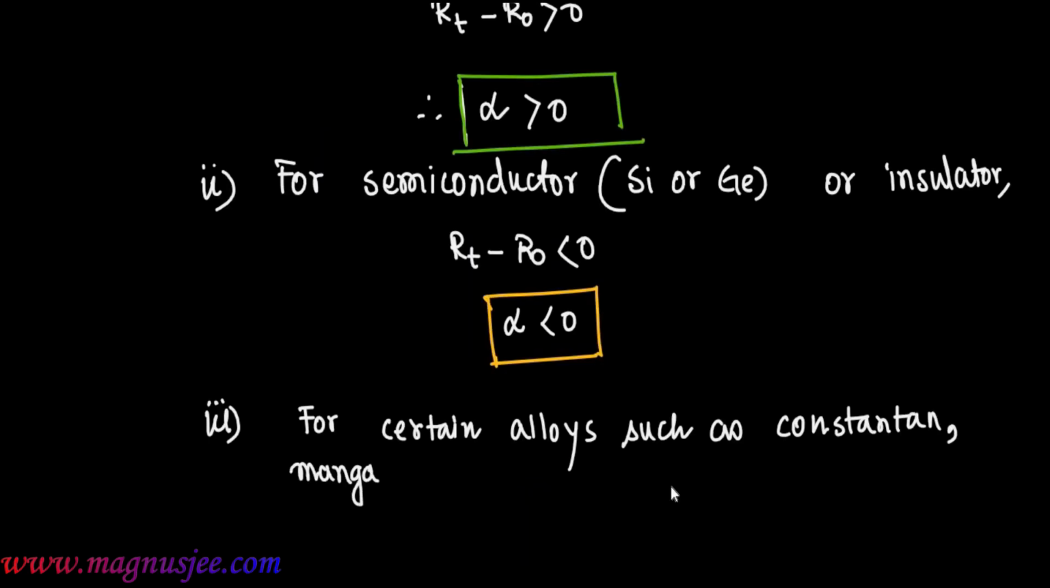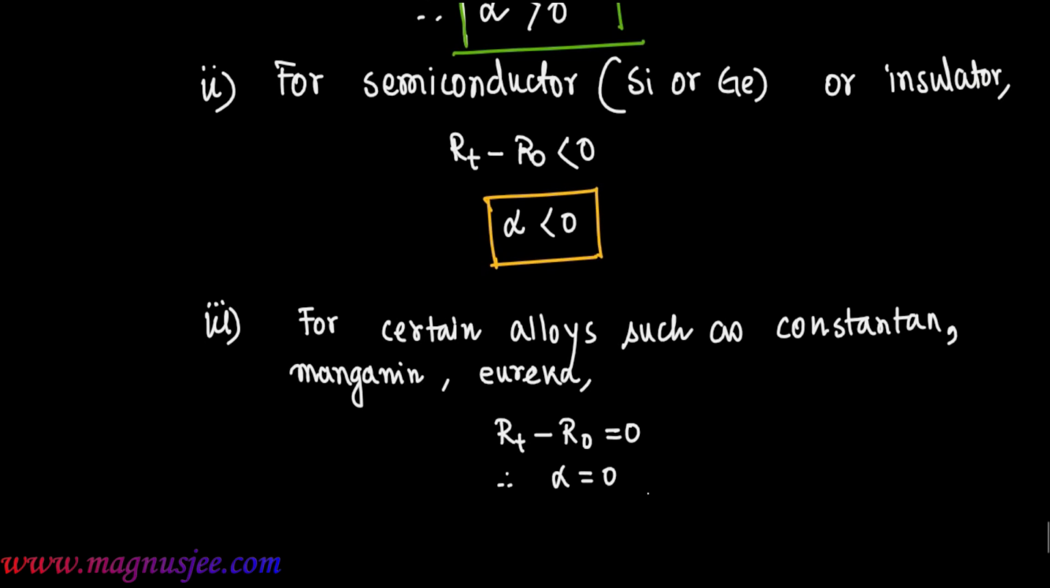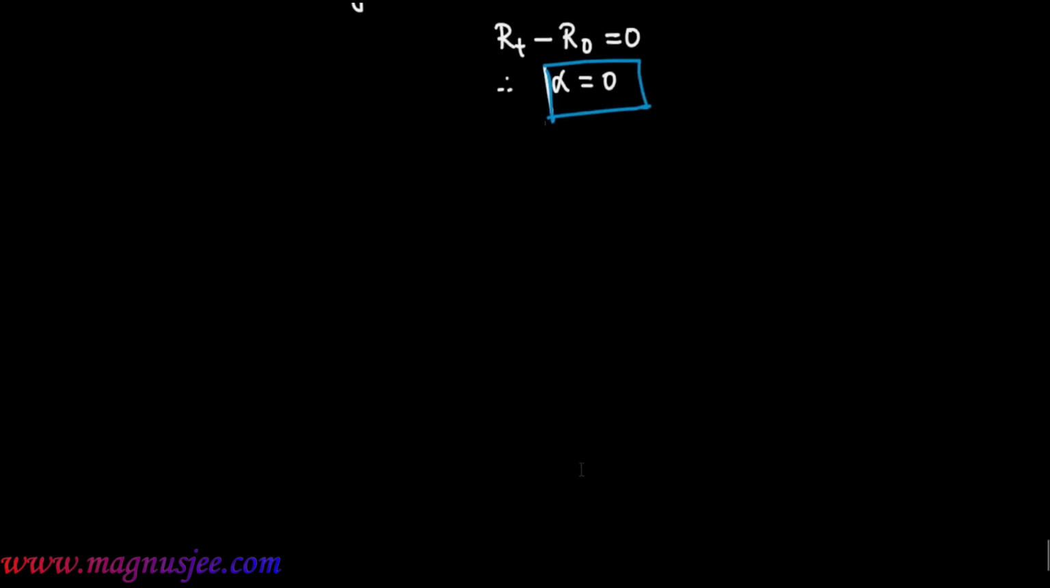And for certain alloys such as constantan, manganese, eureka, RT minus R0 is equal to 0. That means change in resistance is 0. That's why alpha equals 0. That means for certain alloys such as constantan, manganese, eureka, the temperature coefficient of resistance is 0. That means if temperature is changed, resistance remains unchanged for those alloys.